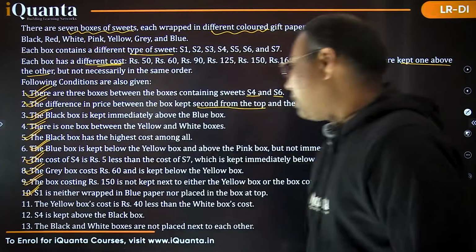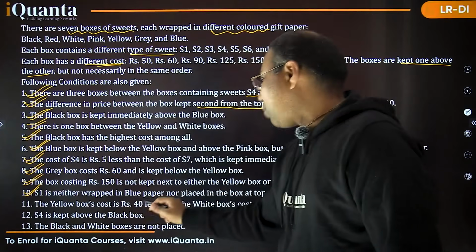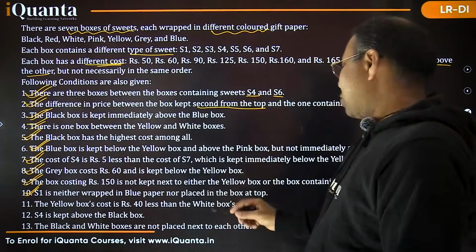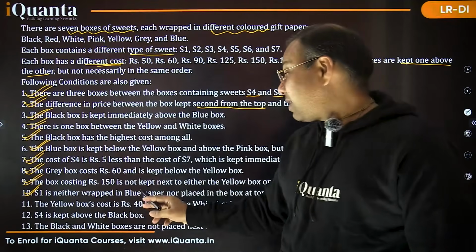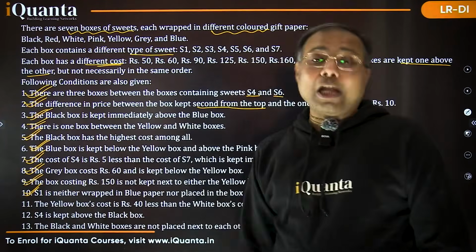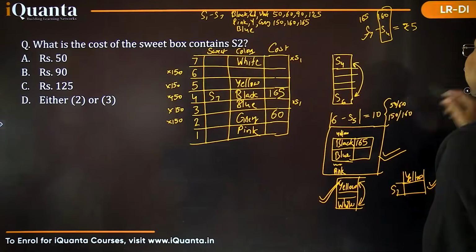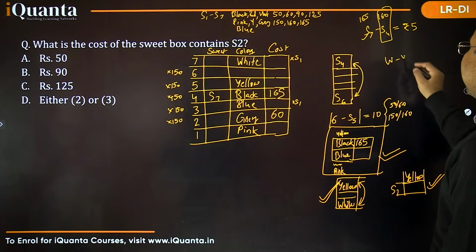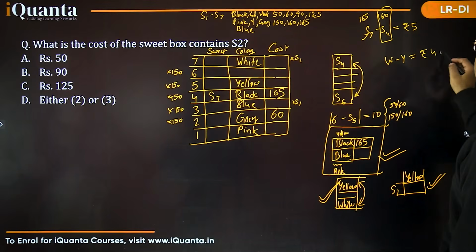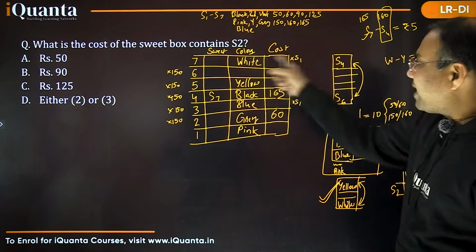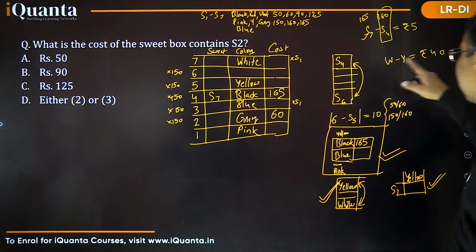Moving to the 11th now. The yellow box cost is 40 less than the white box. तो white box की cost ज्यादा है. कितना ज्यादा है? 40 rupees. Yellow box in comparison to white box. So white minus yellow is 40, right? So let me write, white minus yellow is rupees 40. Let's check the combinations. By the way, so far white and yellow both the prices are still missing. So white minus yellow is 40.